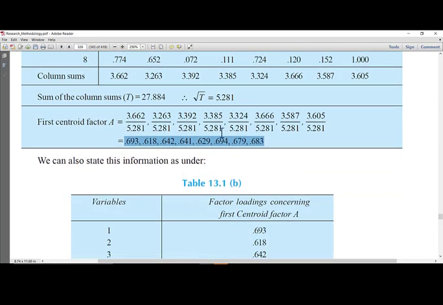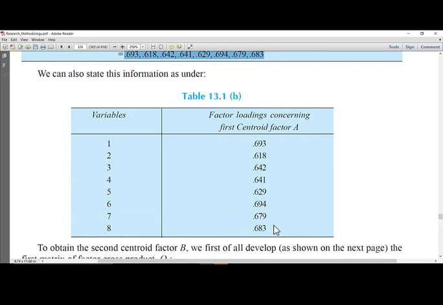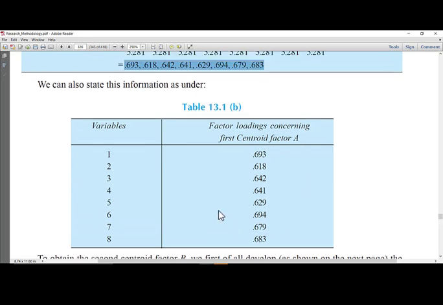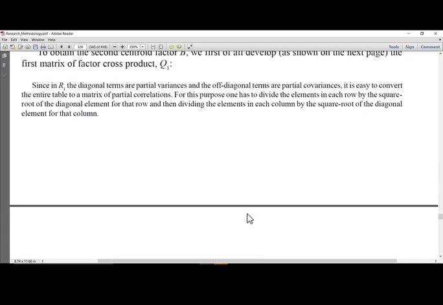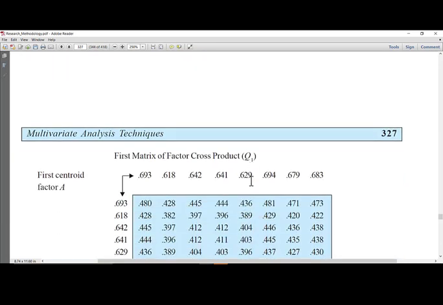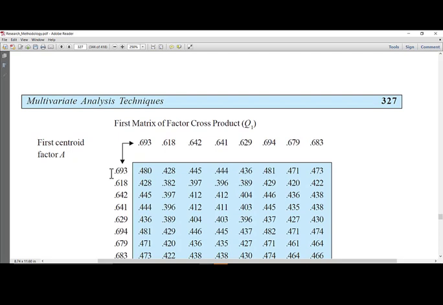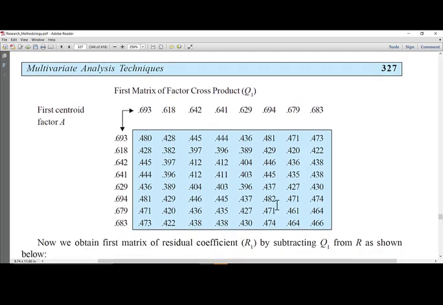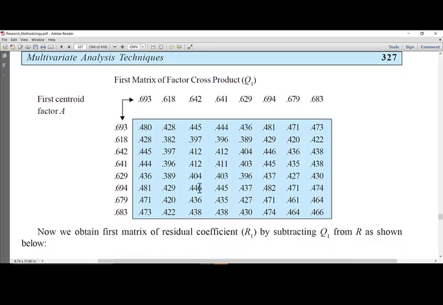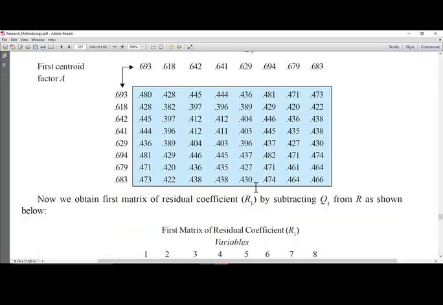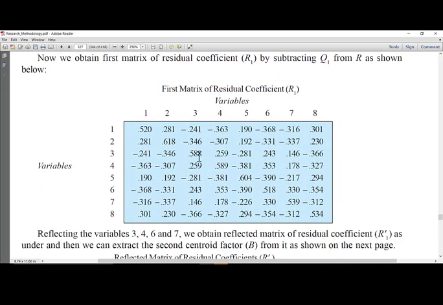Actually, these show the relationship of the variables with the first centroid factor. Then we have calculated matrix Q1, and here the first centroid factor, the relationships of the variables, are written. Then those are multiplied, and this first matrix of factor cross products is obtained. Then this matrix Q1 is subtracted from R, and we got this R1 matrix.